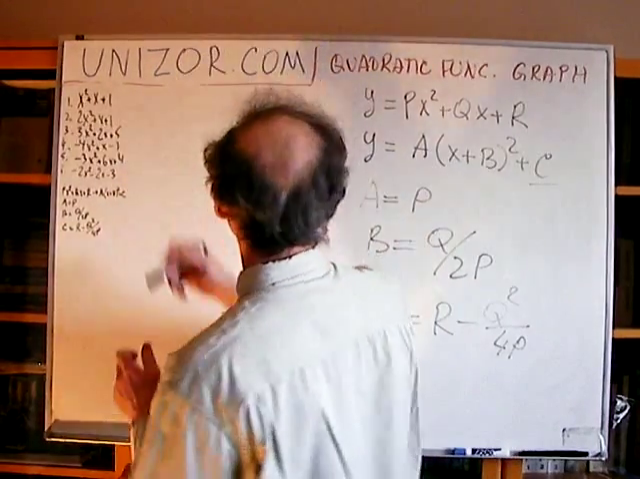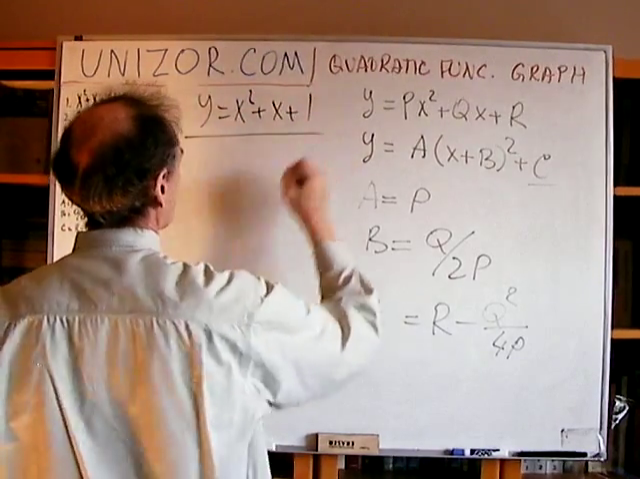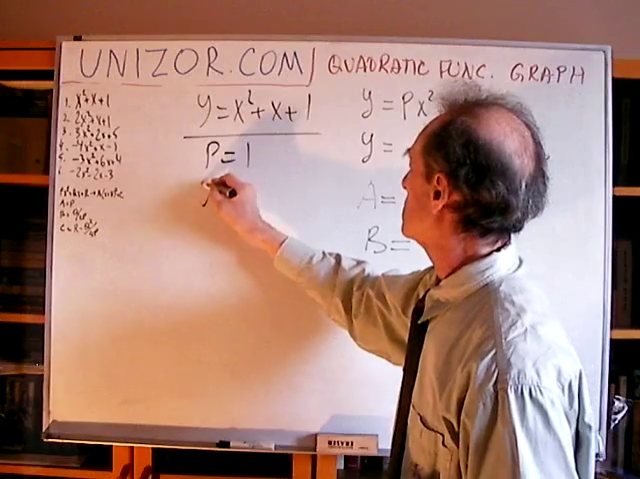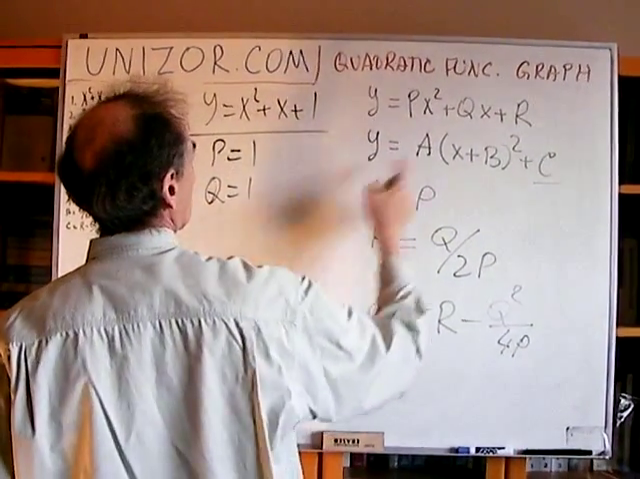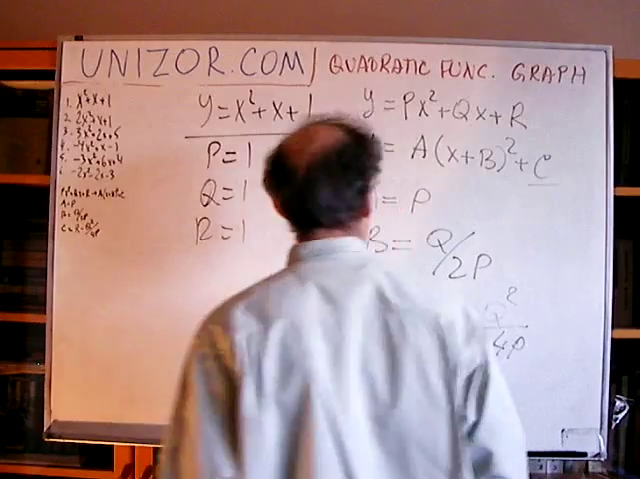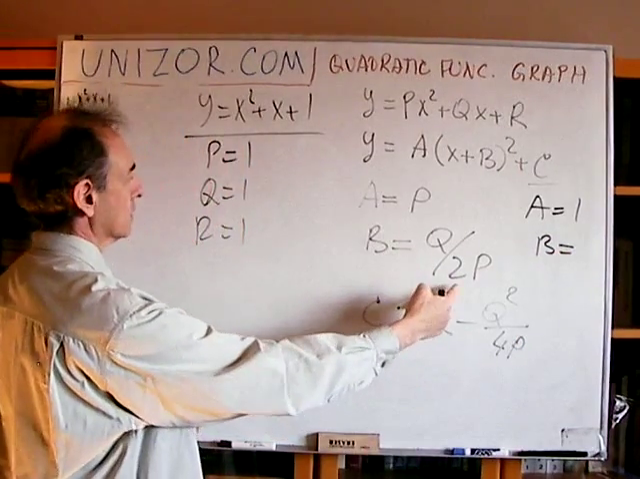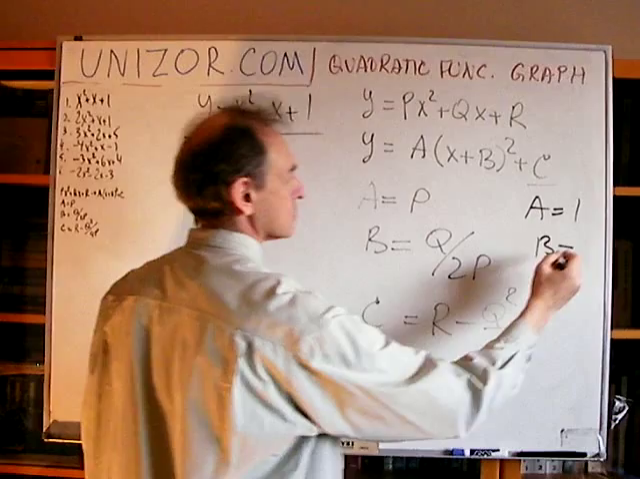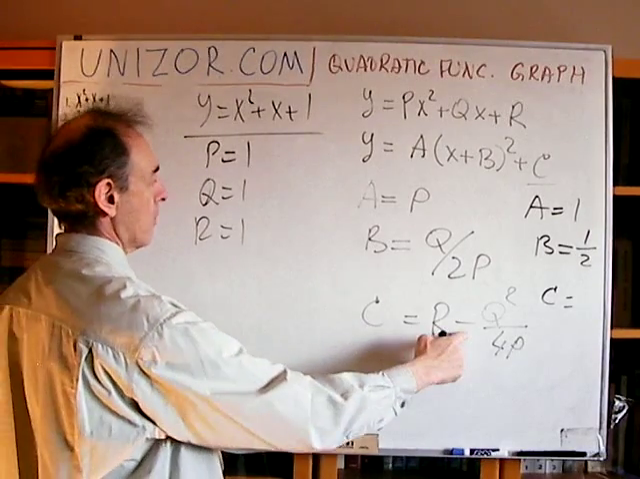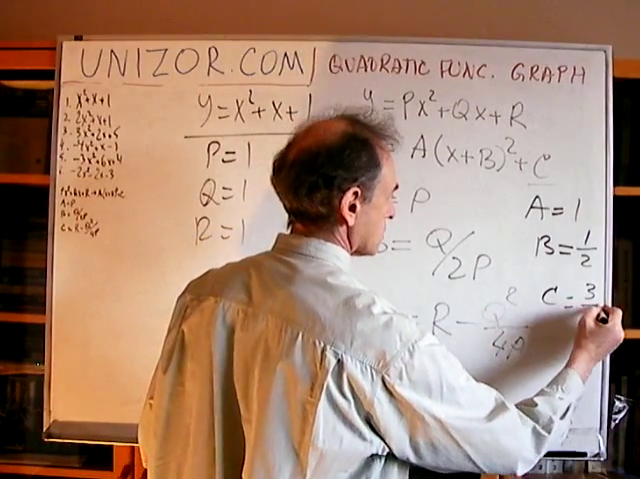So, in the first case, I have the function y is equal to x squared plus x plus 1. What does it mean? It means p is equal to 1, q is equal to 1, and r is equal to 1. Now, using these formulas, I will have a is equal to 1, b is equal to q divided by 2p, 1 divided by 2, so it's 1 half, and c would be equal to r, which is 1, minus 1 fourth, which is 3 quarters.